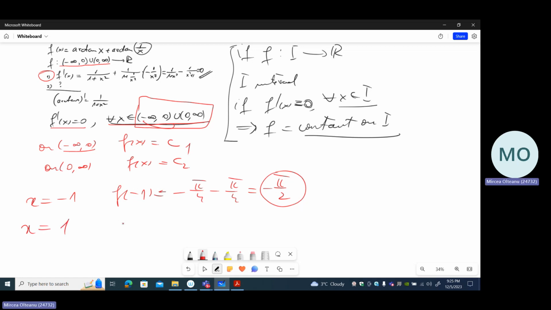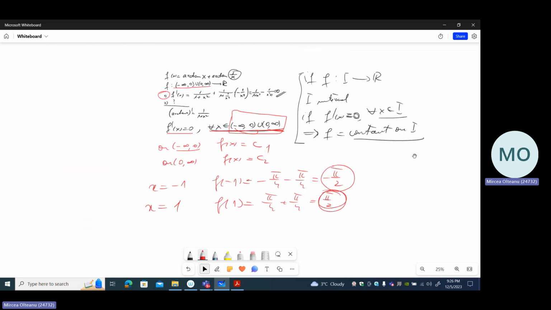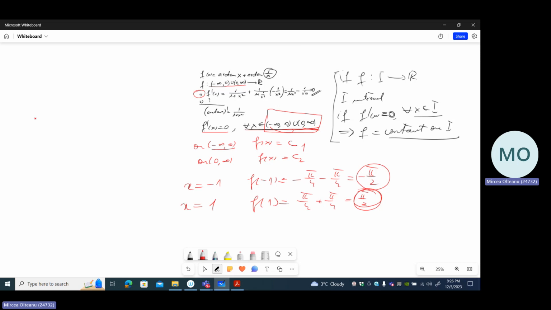At x equals 1, the value of f at 1 will be pi over 4 plus pi over 4, which is pi over 2. So on the interval 0, infinity, the value is constant, but it's pi over 2. So the two constants are not equal in this case. So what we did prove is the following: arctangent of x plus arctangent of 1 over x equals minus pi over 2 for every negative x and pi over 2 for every positive x. Okay.